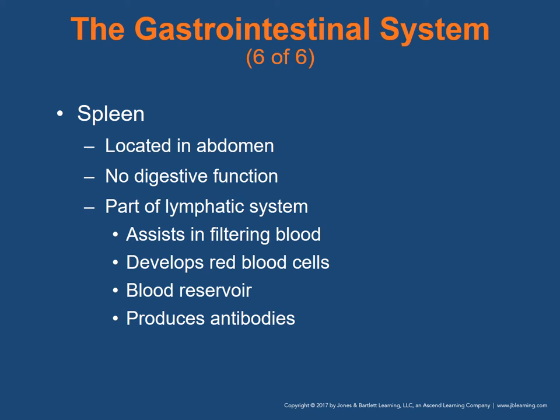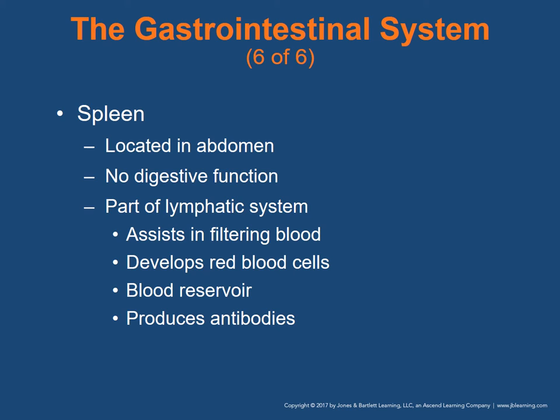I always teach that there are plenty of functions for these abdominal organs. But the two most important ones for the spleen that I want you to know are that it assists in filtering red blood cells. So it helps to clear out any dead or damaged or dying red blood cells out of the system. It also helps to develop red blood cells. And the other main function is it holds on to a large amount of red blood cells. So it acts as a red blood cell reservoir.